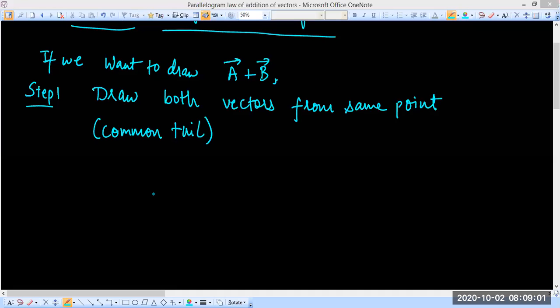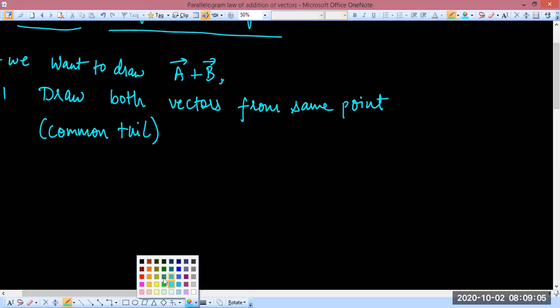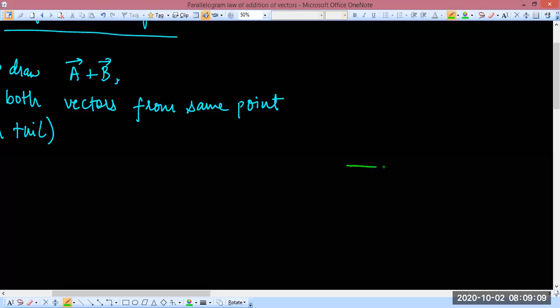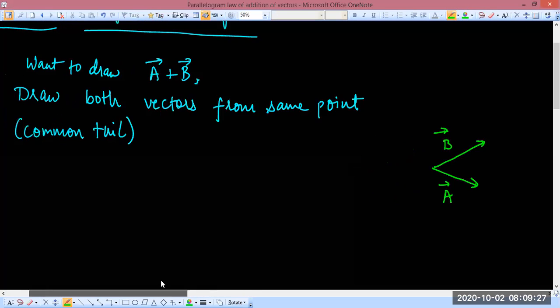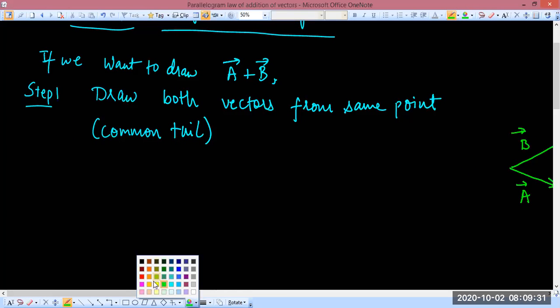Okay, so let's see what it would look like. Let's say that this is vector A, and let's say that this is vector B. All right. Okay. So we have drawn both of those from the same point or from the common tail, right? They have a common tail. Now step two.